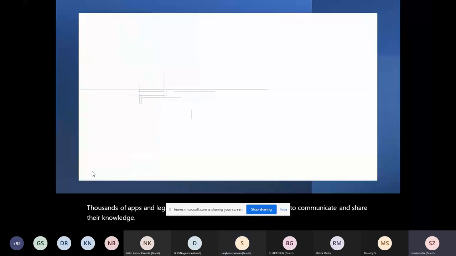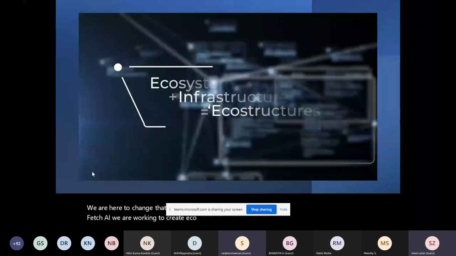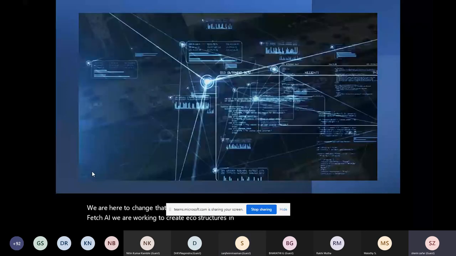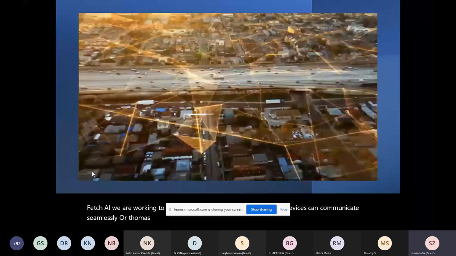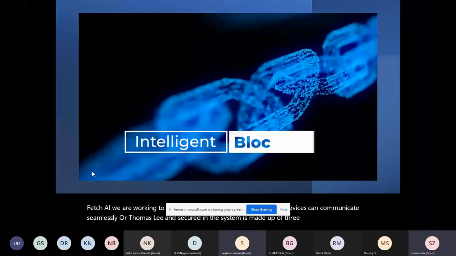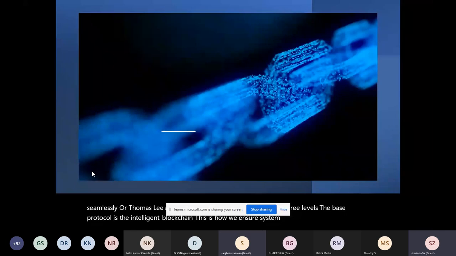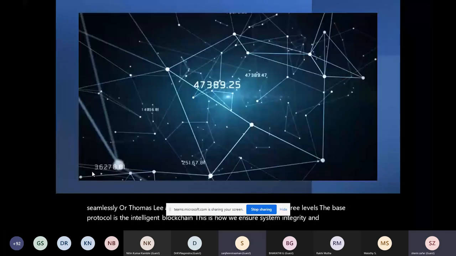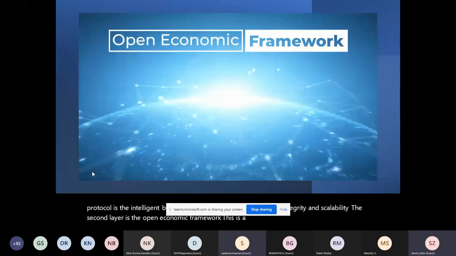At Fetch AI, we are working to create ecostructures in which billions of devices can communicate seamlessly, autonomously, and securely. The system is made up of three levels. The base protocol is the intelligent blockchain. This is how we ensure system integrity and scalability. The second layer is the open economic framework. This is a decentralized search system that allows IoT devices to interact with each other and negotiate contract terms.